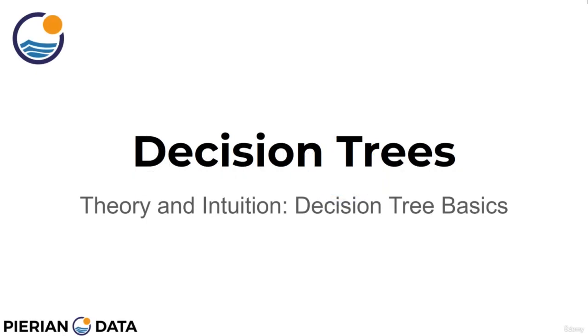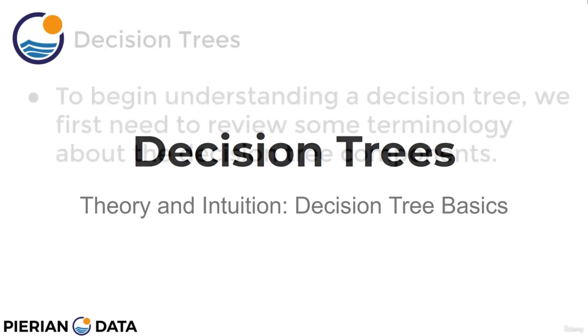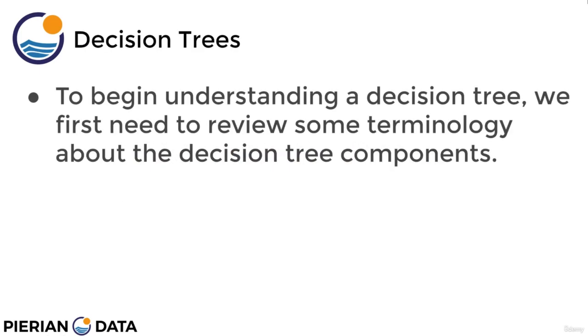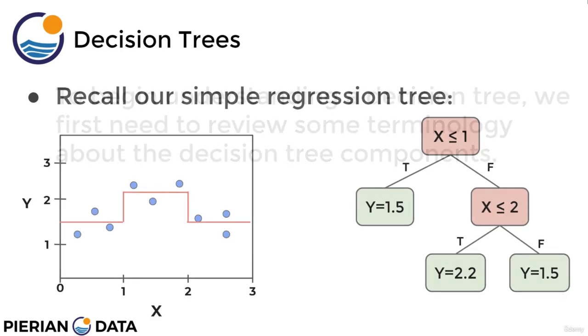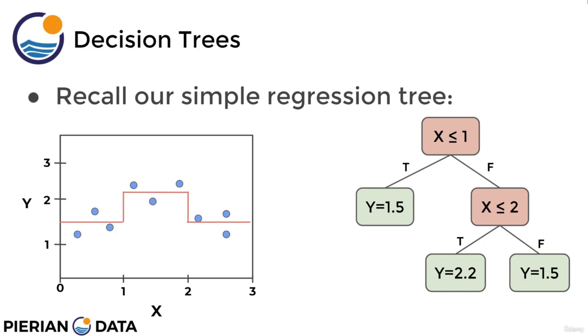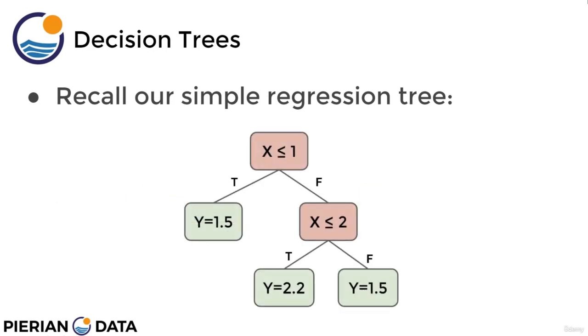Welcome back. In this lecture, we're going to begin our discussion of theory and intuition with some very basic terminology behind decision trees. In order to really understand the various topics we're going to be discussing, I want to first make sure we understand the terminology and vocabulary about the various components of a decision tree. Let's recall this really simple regression tree that we have here that is essentially just modeling a continuous prediction based off some feature X. I want to really talk about what each of these components, vocab or term, is.